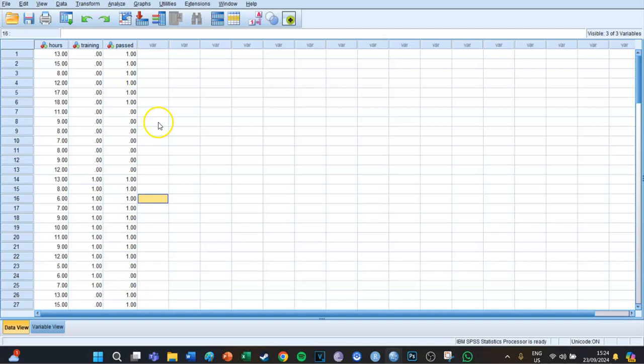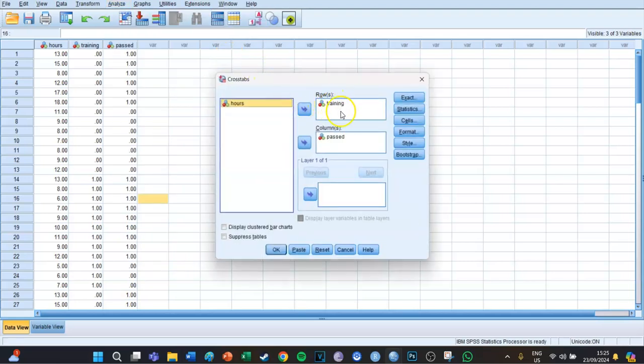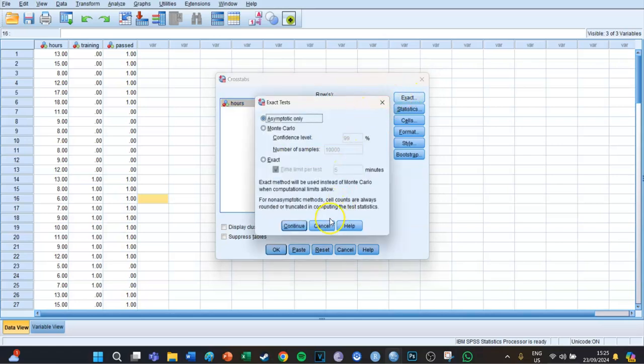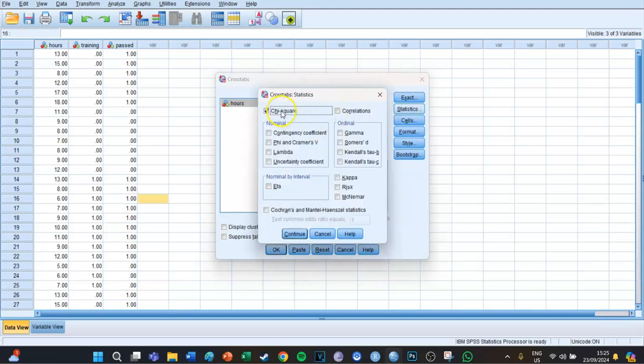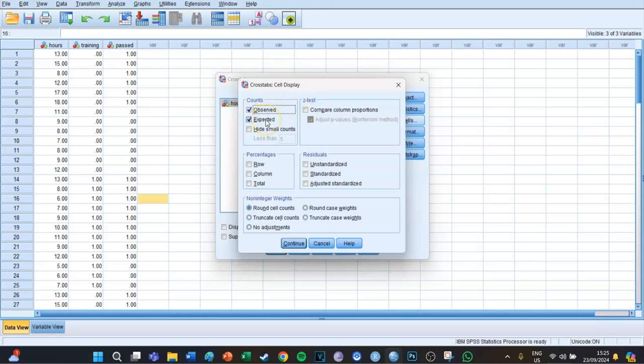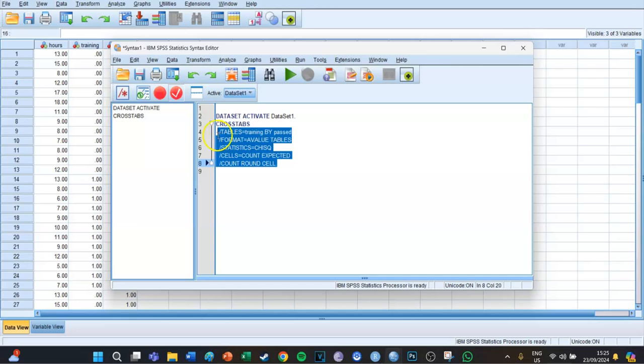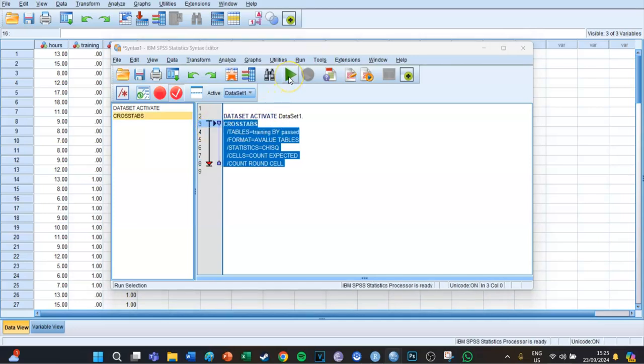What we're first going to do is a short crosstabs. So we're going to go to Analyze, Descriptive Statistics, Crosstabs. Then we select the two binary variables, so whether you took the training or not, and whether you passed or not. Exact you leave as it is, and at Statistics you select the chi-square, and at Cells you select the observed and the expected counts. Then you press paste, you go to the syntax screen, you select the crosstabs code, and you press the big green play button.